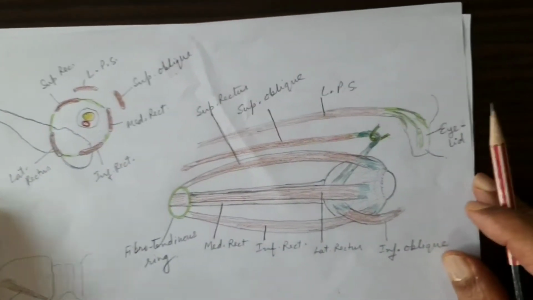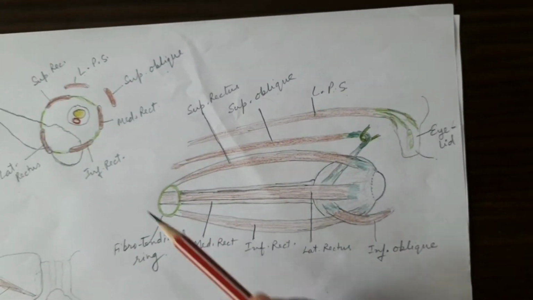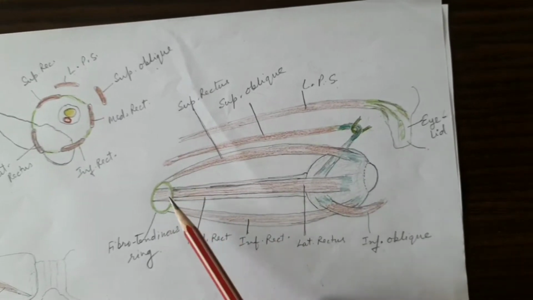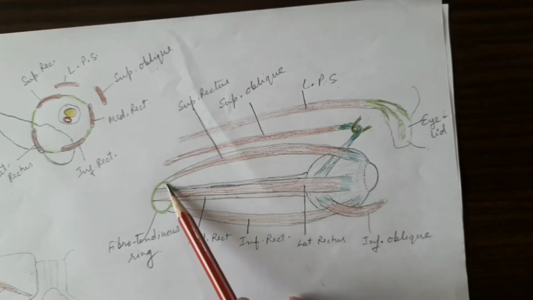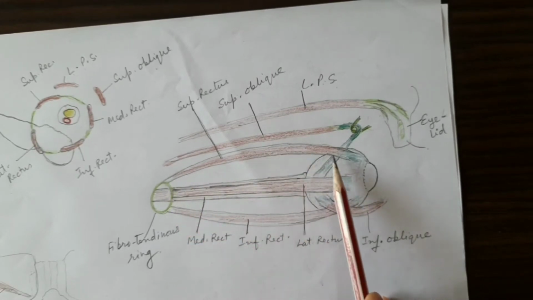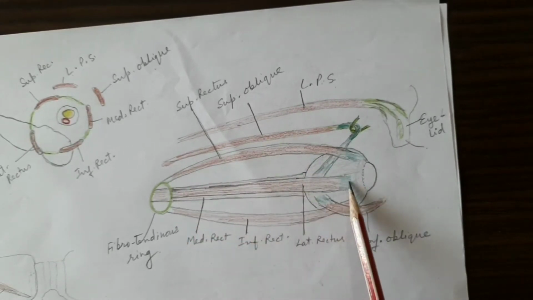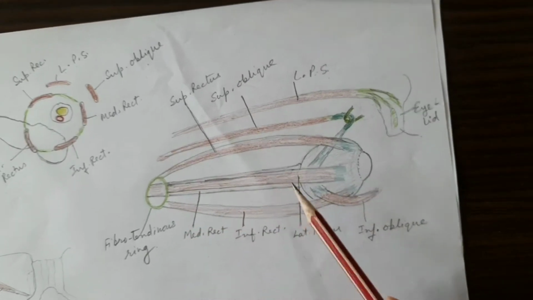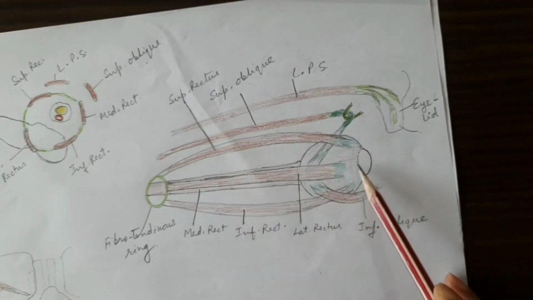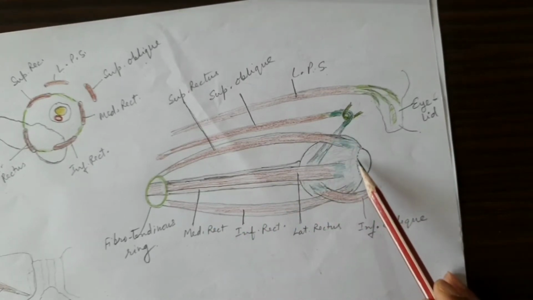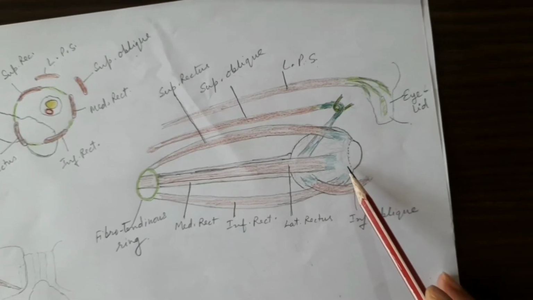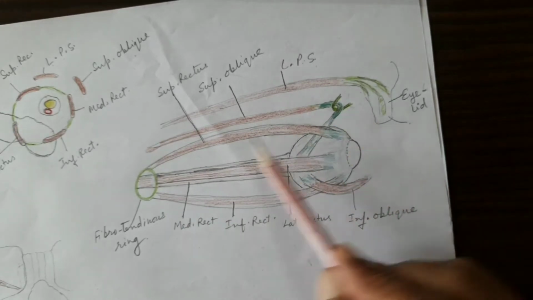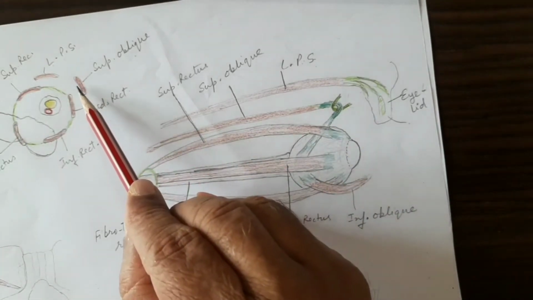Try to see these muscles in this diagram. This is the annular fibrotendinous ring, and from this the 4 recti are taking origin. This is the superior rectus. This is the lateral rectus, and deep inside it is the medial rectus. The lateral and medial recti insert a few millimeters behind the limbus, that is, the sclerocorneal junction. This is the inferior rectus muscle.